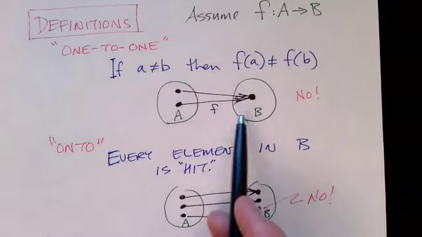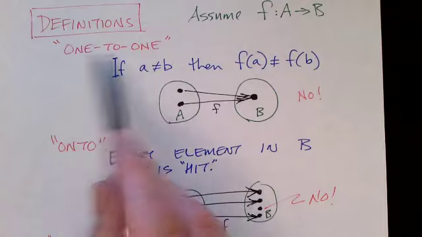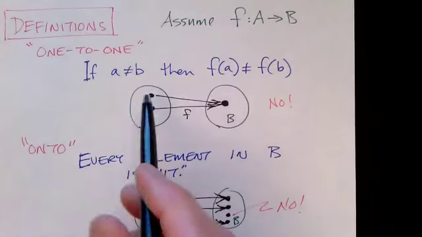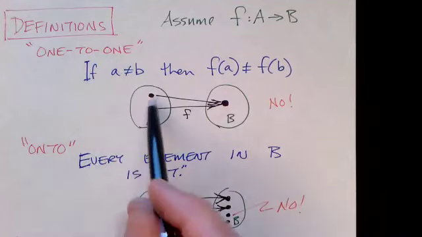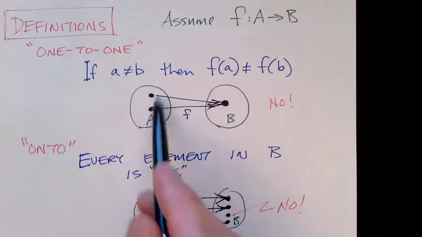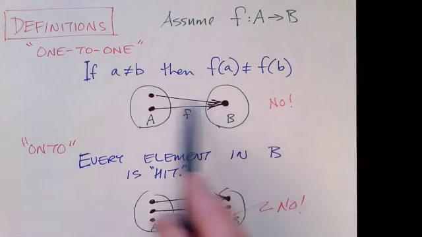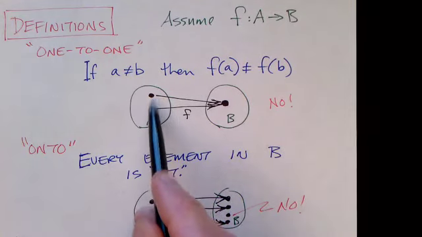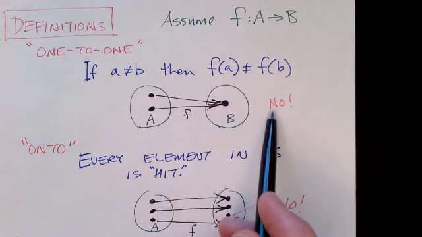Now functions can act in different ways on their domain and range, and we have these terms one-to-one and onto and correspondence. Let me go through each one of those in turn. First of all, if a function is one-to-one, what that means is that every element in A is mapped by the function to a different element in B. So here you see two elements in A, and they're getting mapped onto the same element by f. And that's not one-to-one.